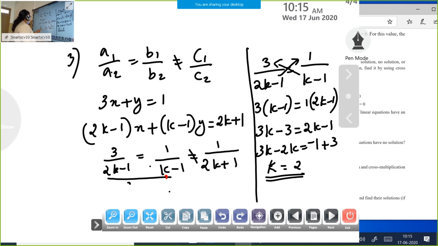First two equal to relation. 3 divided by 2k minus 1 is equal to 1 divided by k minus 1. Then cross multiply, open the bracket, simplify the equation, then find the value of k. k equal to 2. Clear? Okay, right?